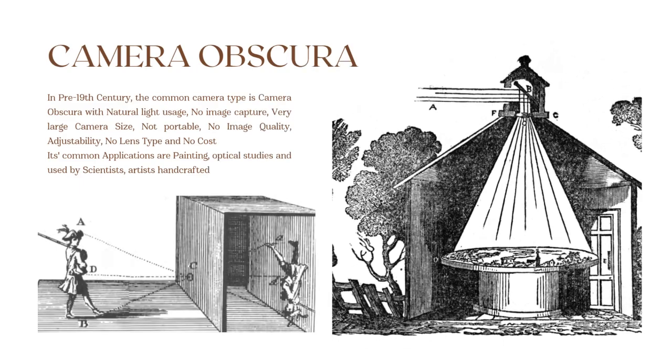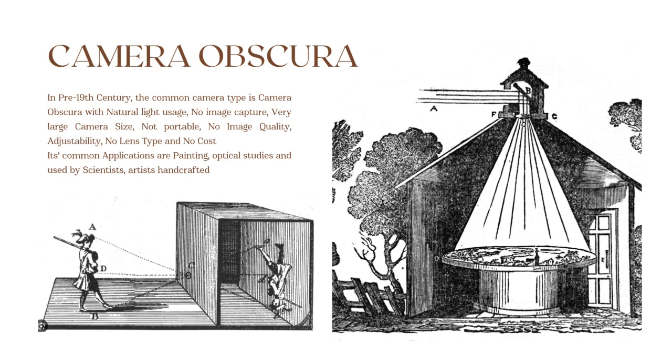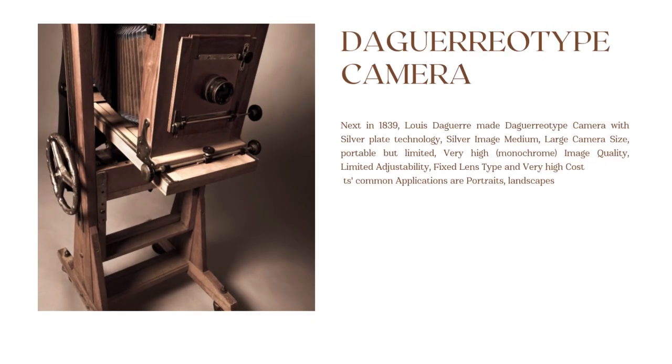In the pre-19th century, the common camera type is the camera obscura, with natural light usage, no image capture, very large camera size, not portable, and no image quality, adjustability, lens type, or cost. Its common applications are painting and optical studies, used by scientists and artists, and handcrafted.